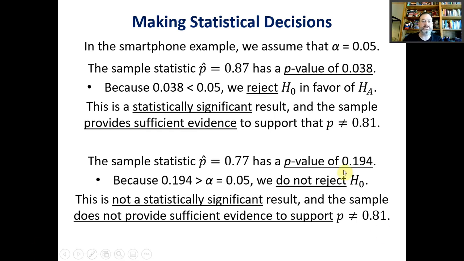Now, if your sample statistic is 0.77, we saw earlier in our randomization distributions that our p-value was 0.194. So 0.194 is bigger than our alpha value, bigger than 0.05. So we do not reject the null hypothesis. Notice here, though, our claim: we're not claiming the null hypothesis is true. We're just failing to claim that it's false. So that means it is not statistically significant, so we do not have sufficient evidence to support the claim that the proportion is not 0.81 or 81%.